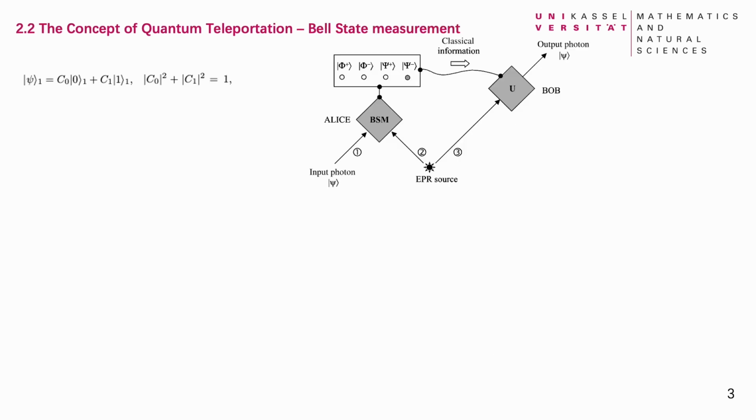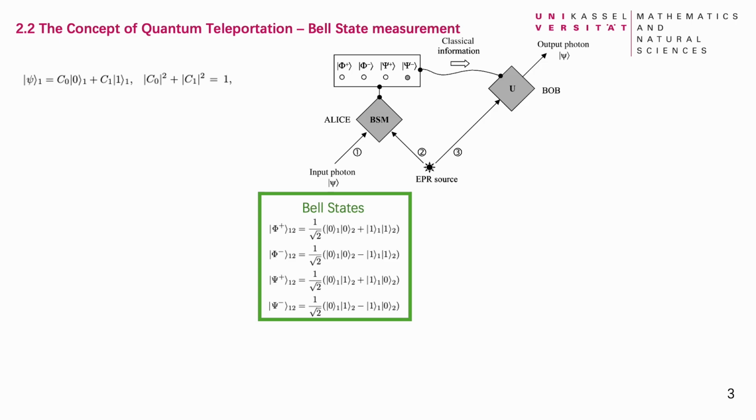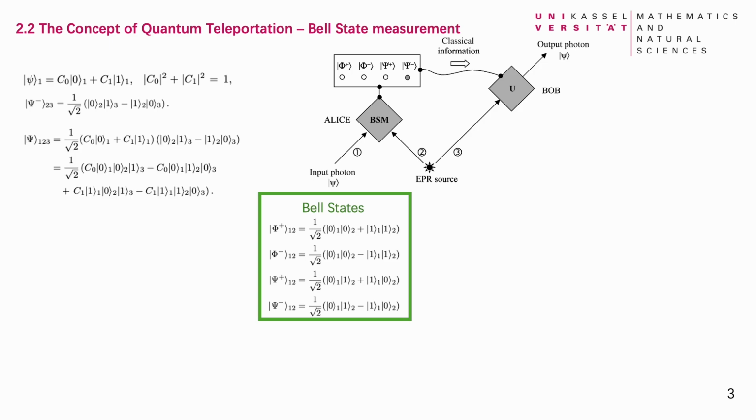Let's look at the theory. Photon 1 has an arbitrary polarization. Photons 2 and 3 are entangled. They could be in any of the 4 Bell states, which are maximally entangled states of 2 qubits. We want it to be in this Bell state. This is the full wave function for this 3-particle system. Photon 1 and the EPR pair are in a pure product state. No classical correlation, no entanglement.